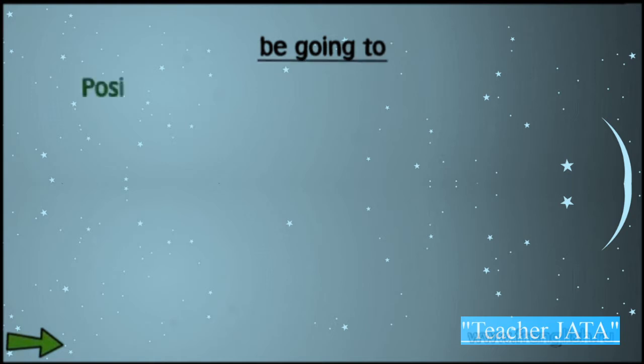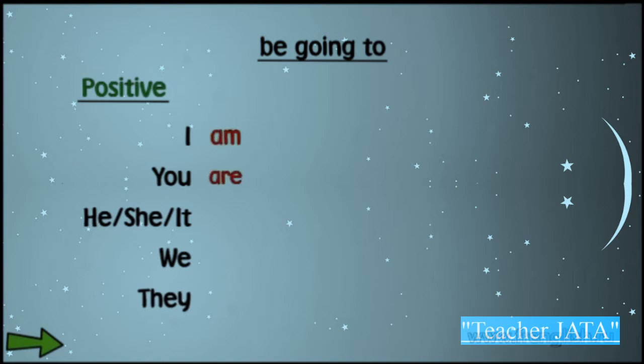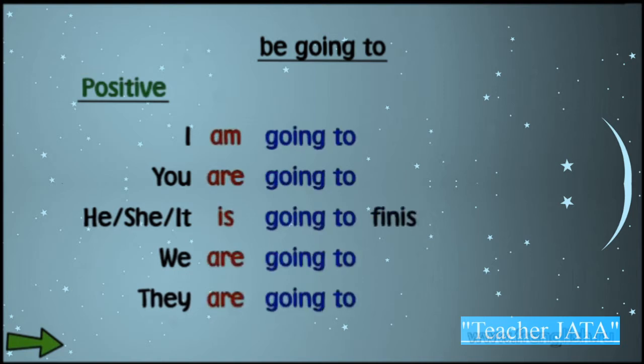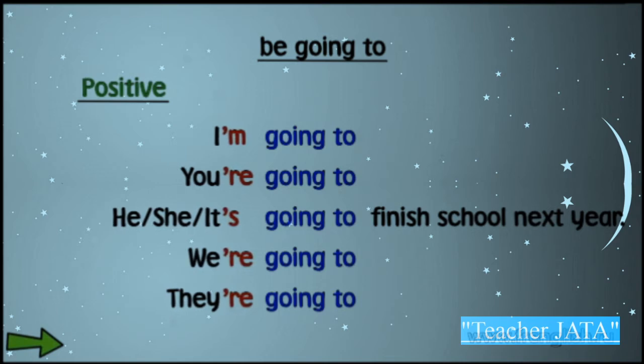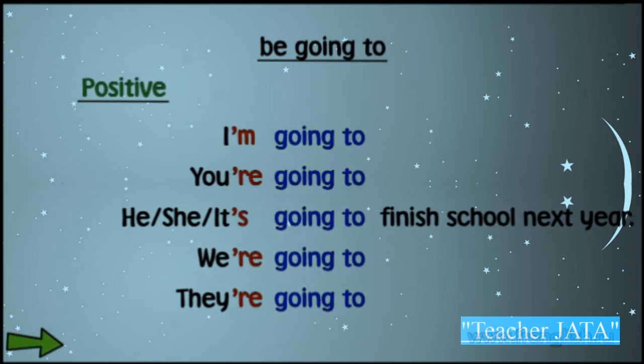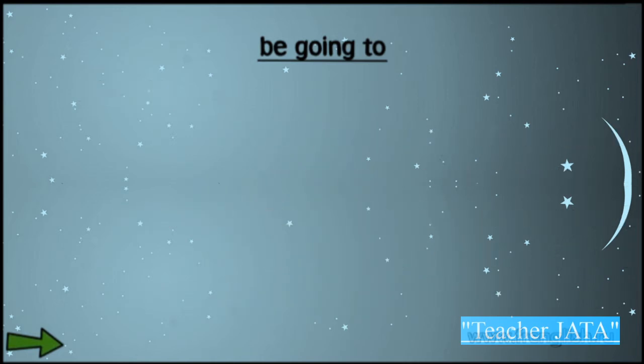We form positive sentences with be going to like this. We usually use short forms, especially in spoken English. We form negative sentences with be going to like this.